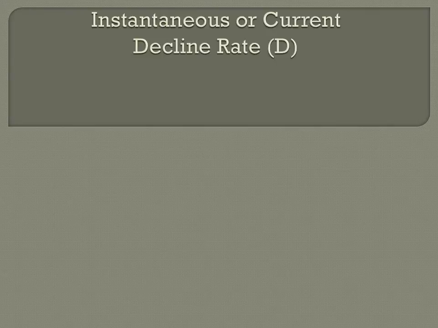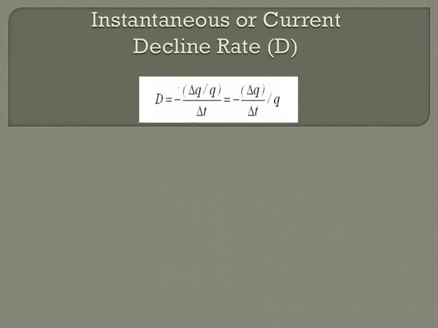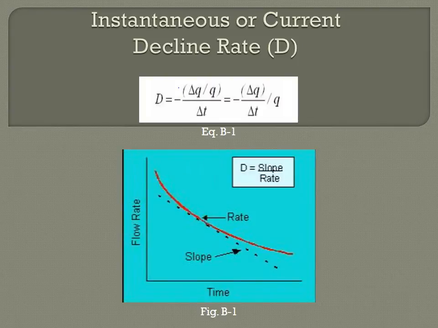Instantaneous, or current decline rate, is known as the base equation for all decline curve analysis. In this equation, D is equal to the fractional change in rate over the change in time. This value is typically expressed in percent per year. The graph below gives a visible representation of instantaneous decline, where D is equal to the slope over the rate.